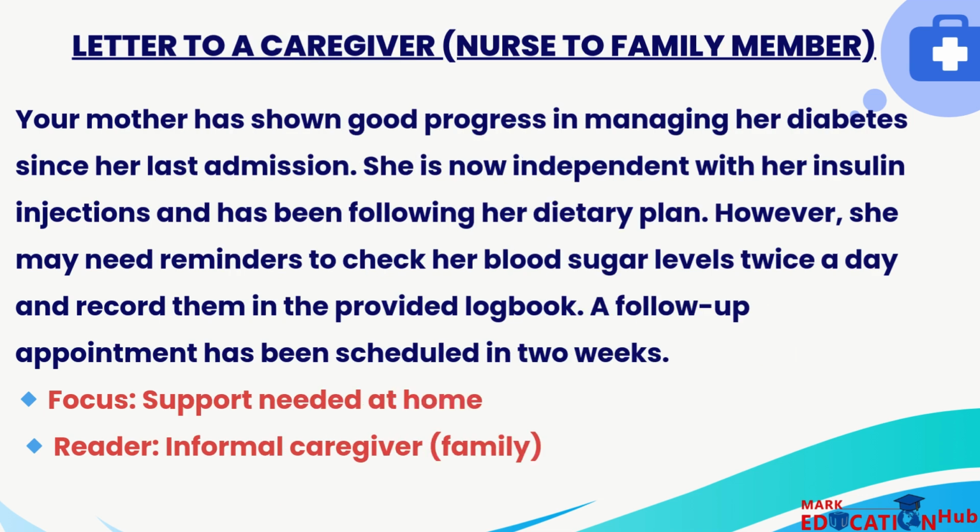This letter to a caregiver is a great example of how to communicate clearly and compassionately with a family member. Your mother has shown good progress in managing her diabetes since her last admission. She is now independent with her insulin injections and has been following her dietary plan. However, she may need reminders to check her blood sugar levels twice a day and record them in the provided logbook. A follow-up appointment has been scheduled in 2 weeks. It highlights the patient's progress while gently guiding the caregiver on how to offer support at home, using a warm yet informative tone that's easy to understand.